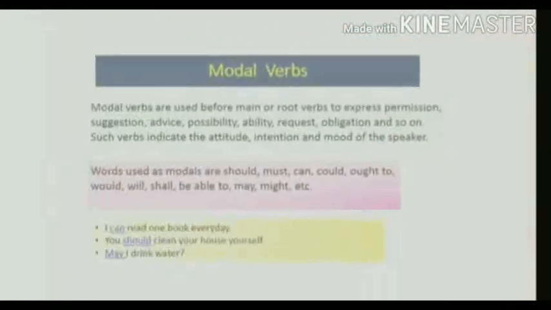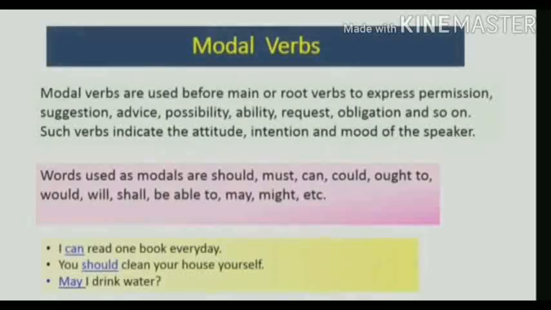Now, what are the modal verbs? Modal verbs are used before main or root verbs to express permission, suggestion, advice, possibility, ability, request, obligation, responsibility, and so on. Such verbs indicate the attitude, intention, and mood of the speaker. And what are the modal verbs? Like should, must, can, could, ought, would, will, shall, be able to, may, might. These are the modal verbs.